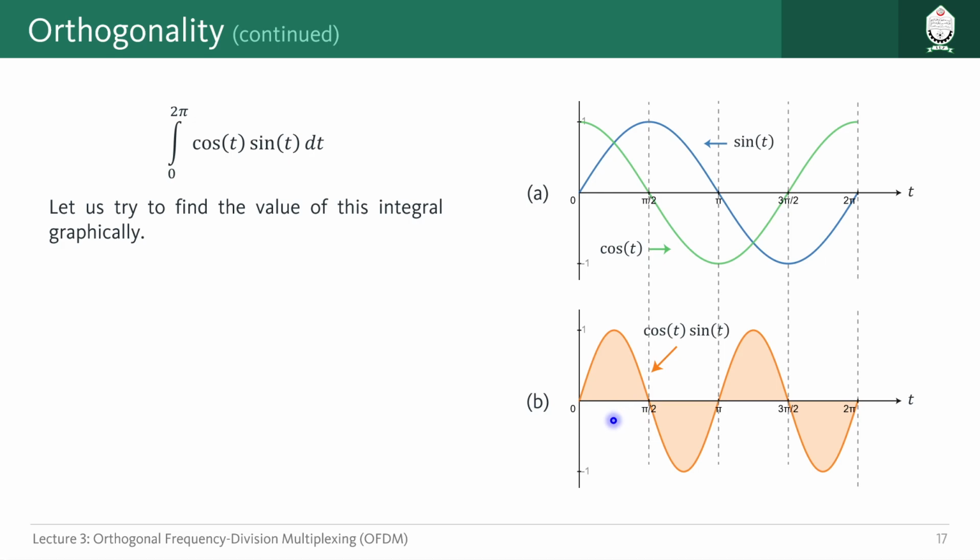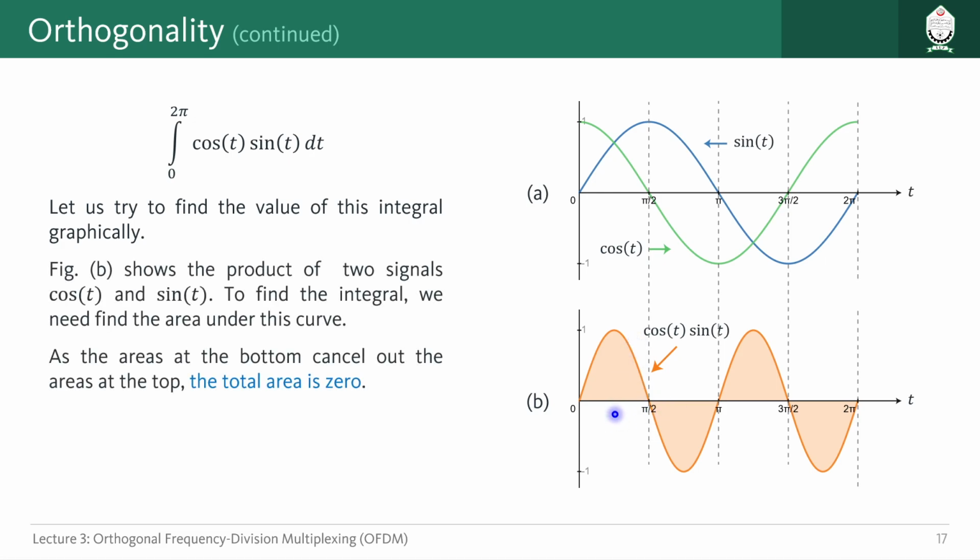So that is what is done here. If you look at this one, we have taken the product of these two signals, that is the waveform here, right? Now for this integration we have to calculate the area under this curve, right? First of all, we have multiplied, then drawn these signals, which is cos t multiplied by sin t. Now we have to calculate the area under this curve for the duration of 0 up to 2 pi.